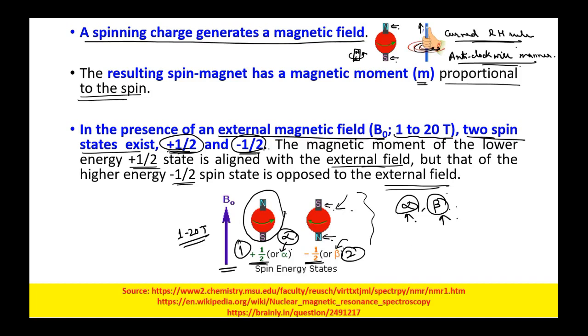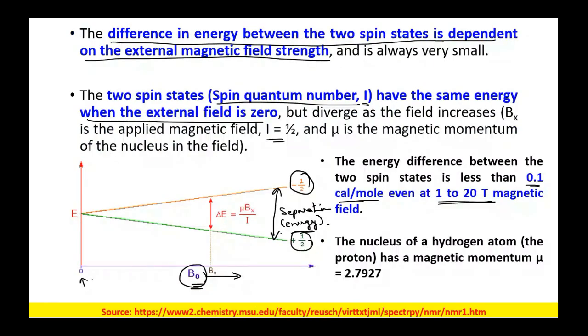Next, the probability of getting the alpha state is higher as compared to the beta. So beta basically are the rebels, and the rebels are usually lower in number. So in the high energy state there are fewer atoms, and due to this mismatch, we are getting these small or tiny signals.